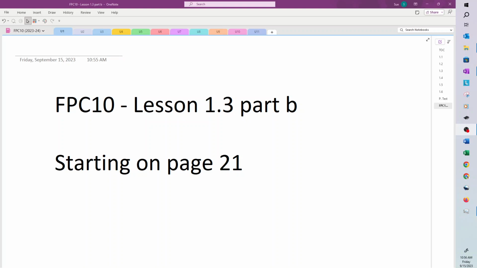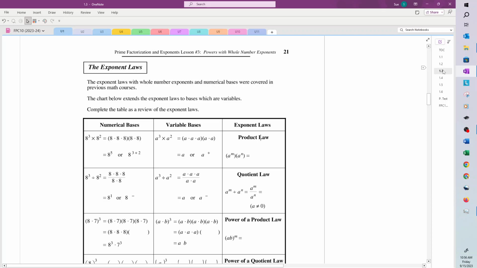This is lesson 1.3, part B of Foundations in Pre-Cal 10, starting on page 21 of your workbook. And this is a review of the exponent laws that we did in grade 9. So let's just work through this.